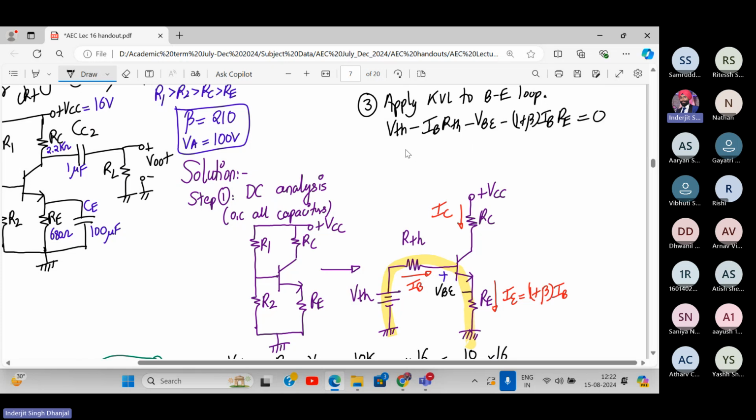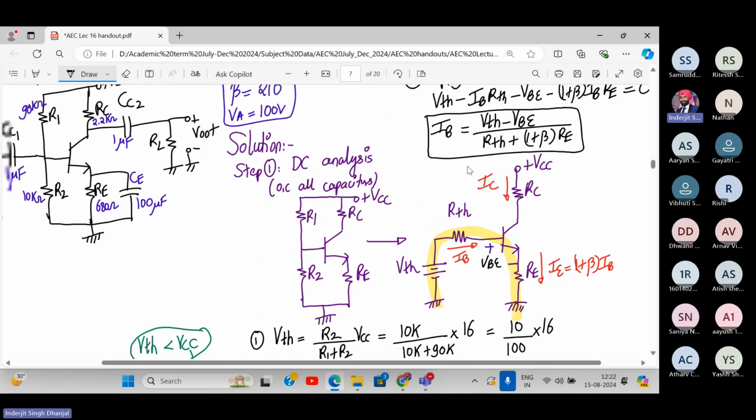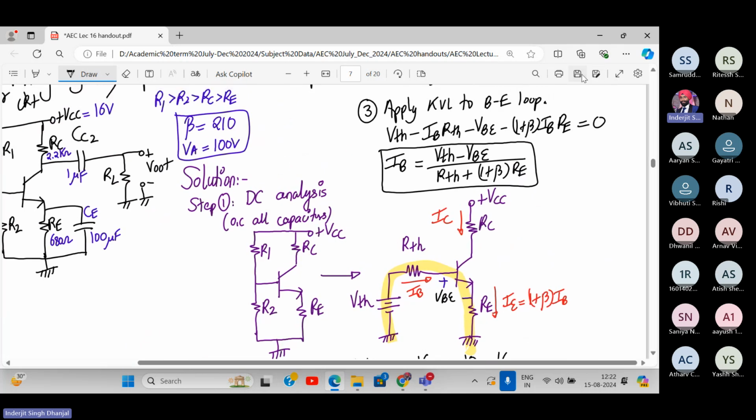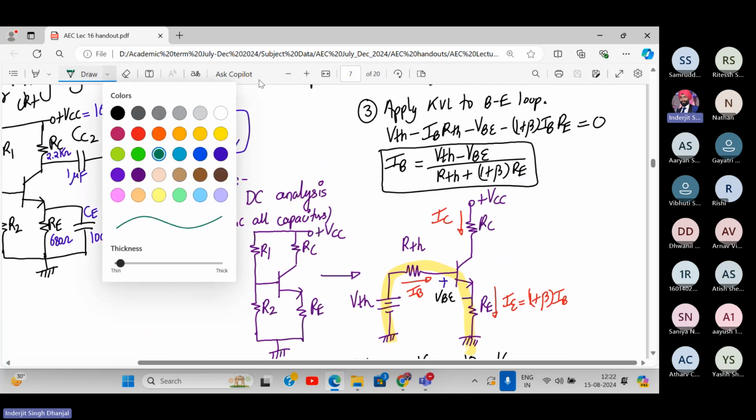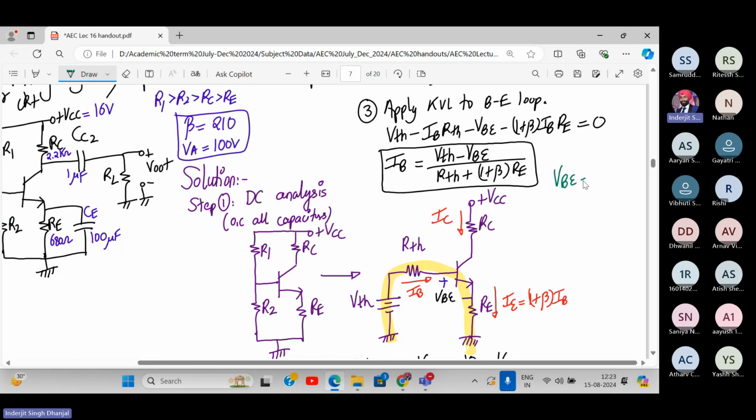If you can remember the formula for IB, well and good. So the IB formula is IB will be given by VTH minus VB upon RTH plus (1 plus beta) times RE. So either you can remember this formula, or you can derive it in one step. It will be easier to derive. So this is the formula. How much is VB? 0.7, right? Yes or no? Yes, sir.